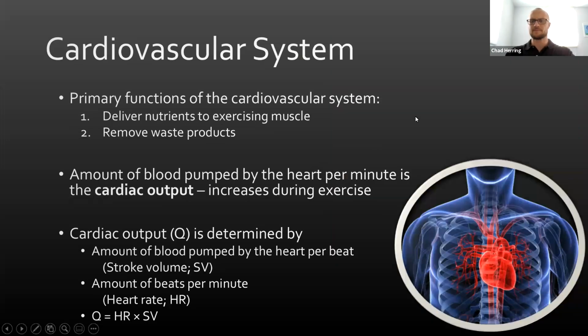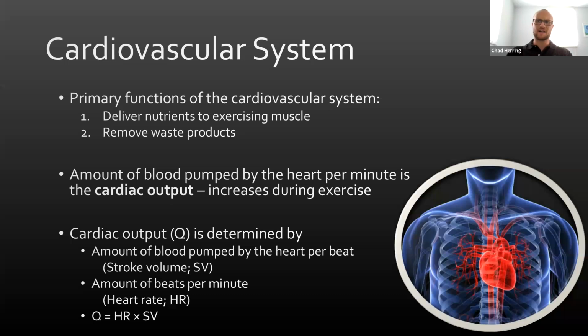Okay. All right, so let's talk about the cardiovascular system. Really, there's two main primary functions of the cardiovascular system. One is to deliver nutrients to the muscles that are working, and then the other is to remove our waste products. Okay. And then we're going to break this down a little bit more. So the cardiovascular system is basically made up of two different things, and we call it cardiac output. So cardiac output right here is symbolized by the letter Q, capital Q. To be honest with you, I don't know why capital Q, but that's what it is. But cardiac output is the amount of blood pumped by the heart per minute.